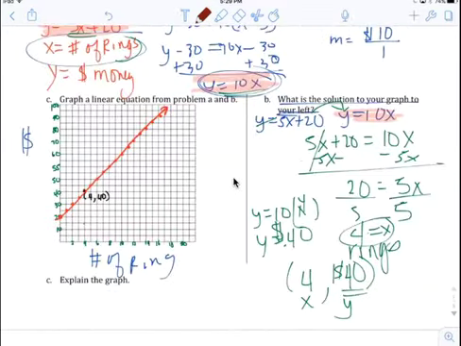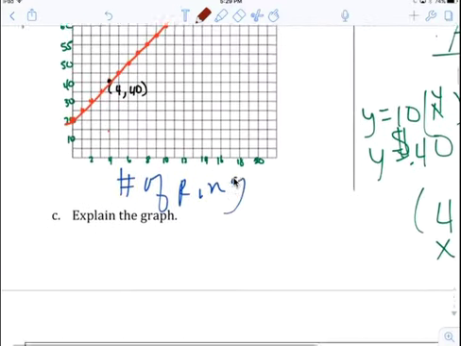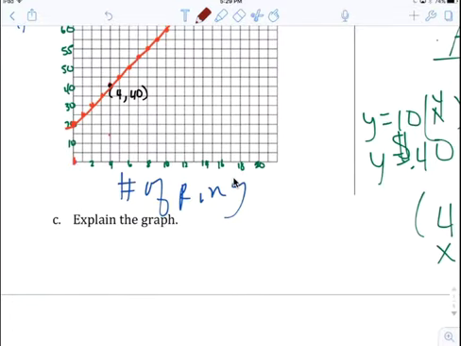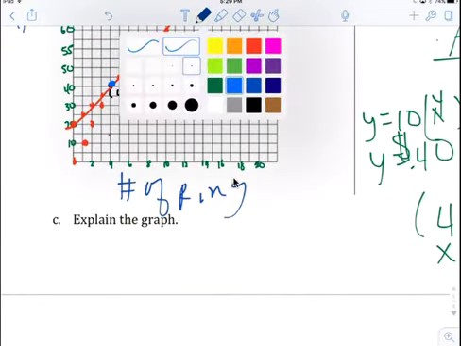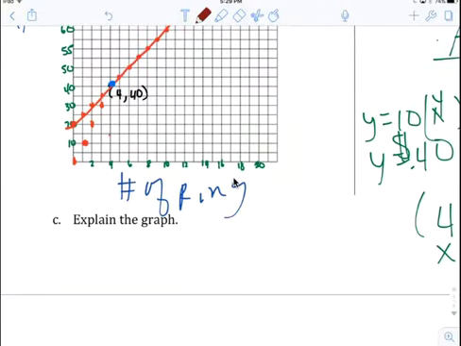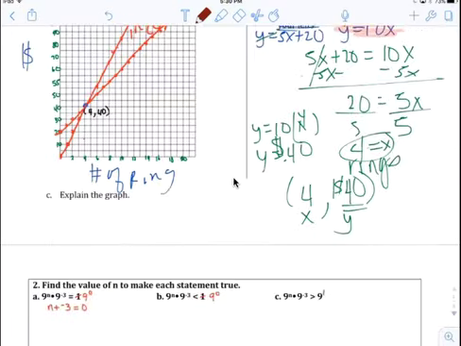Okay, and then the 10x starts at 0. Go up 10 over 1, 10 over 1, 10 over 1, 10 over 1. Look, see that? It meets over here. 10 over 1. This is the cost. That's the income.